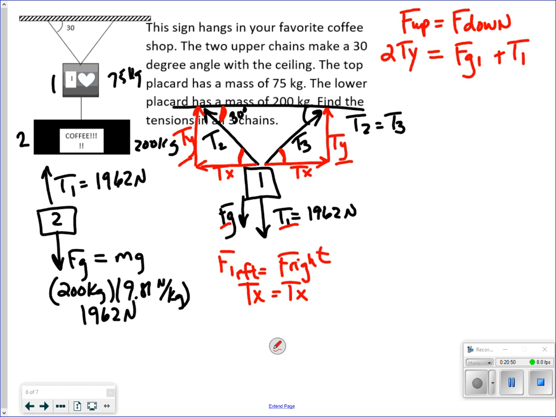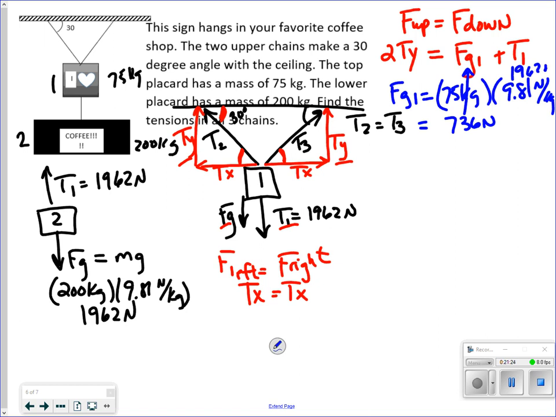So let's do that next. I'm going to change colors again to try to make it a little easier to see. All right, so let's do the easy one. Let's do FG1. FG1 is going to be equal to 75 kilograms times 9.81 newtons per kilogram. When I do this, I get about 736 newtons. So that is going to go right there. And then T1, which I already know, which is 1962, that's going to go right here.